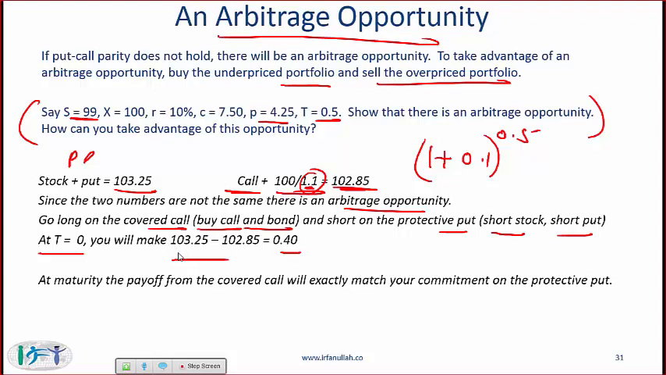And what will happen at expiration? At expiration, no matter what happens, the payoff from the covered call will exactly match your commitment on the protective put. So you will be covered at maturity. So is this arbitrage? Yes, because at time 0, without taking any risk, you made money. And at maturity, what you get from the covered call is enough to cover the protective put.